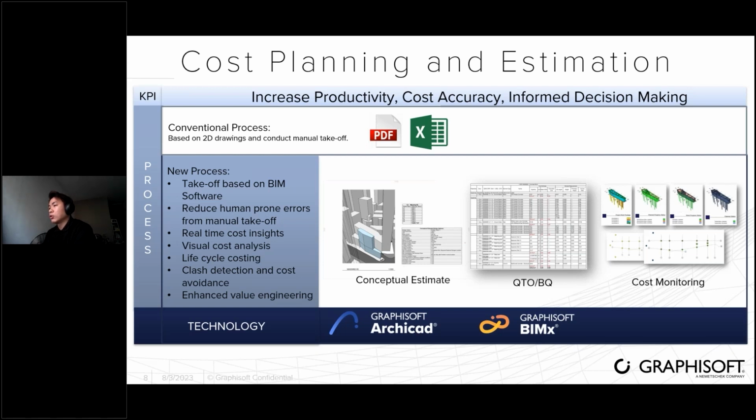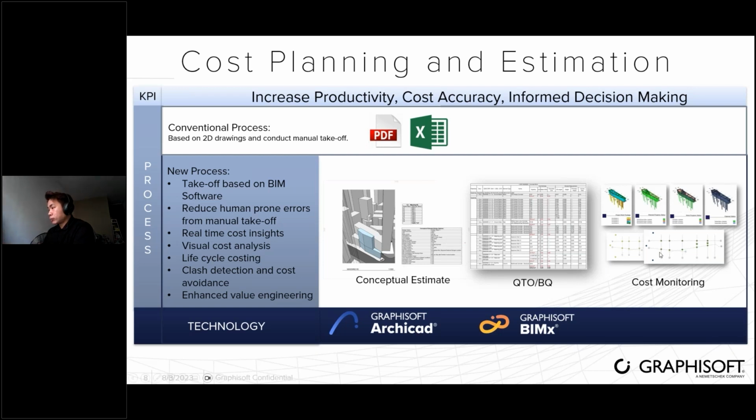All in all, it will increase your productivity because you reduce manual takeoff, and it will increase your cost accuracy because the dimensions are all taken directly from the BIM model itself. Most BIM models are designed with high accuracy, so the cost will also be based on those dimensions. And with the cost information inside your BIM model, it will allow you to make better informed decisions. For example, with clash detection, you can see how much cost is being avoided for those clashes.